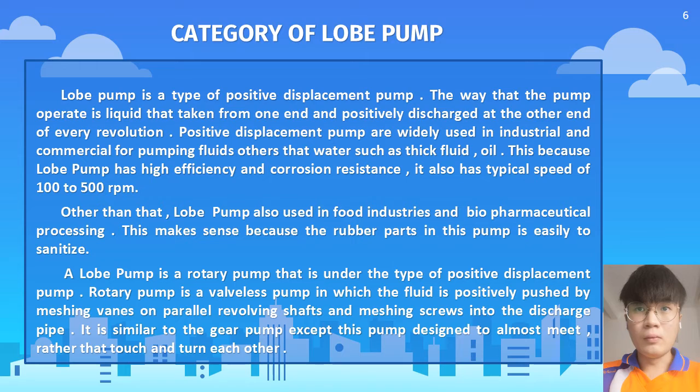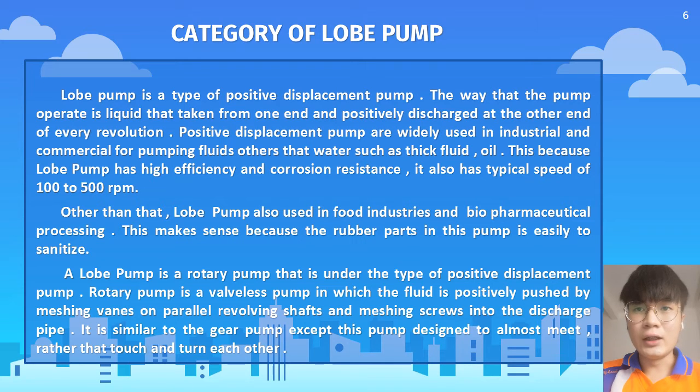Category of rope pump. Rope pump is a type of positive displacement pump. The way that the pump operates is liquid is taken from one end and positively discharged at the other end with every revolution. Positive displacement pumps are widely used in industrial and commercial applications for pumping fluids other than water, such as thick fluid oil. This is because rope pump has high efficiency and corrosion resistance. It also has a typical speed of 100 to 500 rpm.